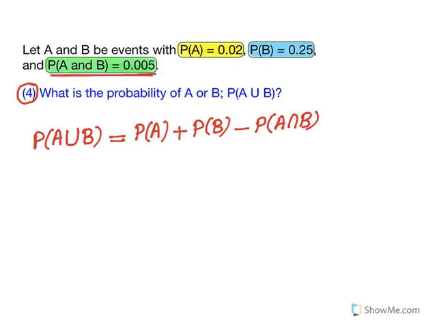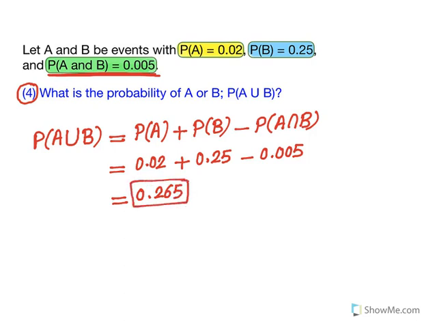And in this case, they are giving you that probability of A and B is not 0. It is a number. So this means that we just use the formula here, 0.02 for probability of A plus 0.25 minus 0.005. And if you compute this on your calculator, you'll get 0.265. Okay, so this is the answer to this, which is, if you want it as a percent, 26.5%.